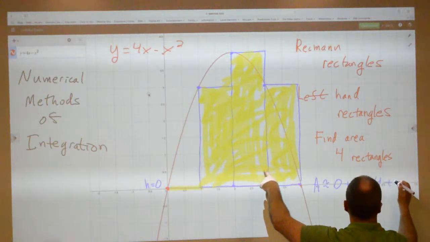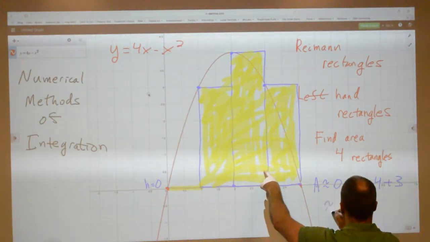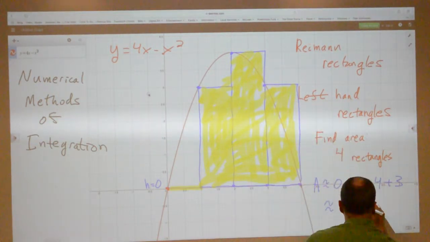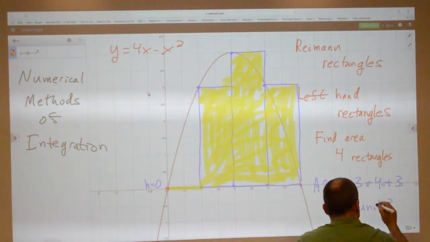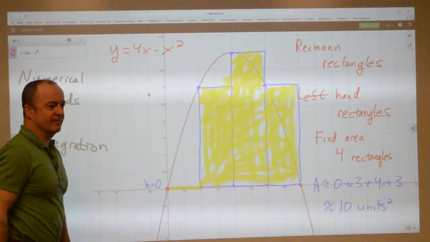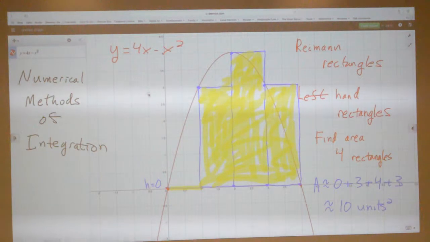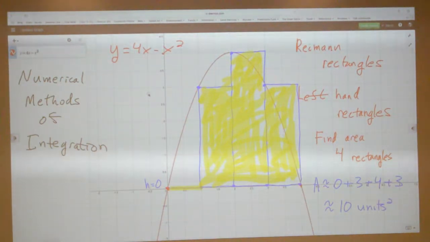4 times 1 plus 3 units. So notice I'm using an approximately sign. It's about 10 units, about 10 units squared. That's your area approximately. Okay? That's with left-hand rectangles.